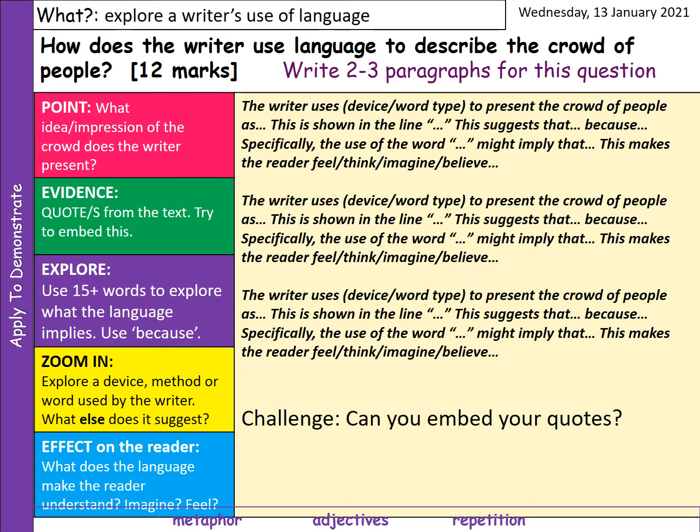Okay, so now you are going to try to respond to question 3. The question, remember, is how does the writer use language to describe the crowd of people? You need to be aiming to write about 2 to 3 PEE paragraphs. That's only the first Z. You don't need to zoom out on this question because it's a language paper. And really you need to be thinking about the effect on the reader. So try to add an extra sentence on the end, thinking about how the reader might feel or what they might think based on what they've read. So aim to do 3 paragraphs. And your challenge is to try and embed your quotes if you can. So you can pause the video now, leave the sentence starters up if you need them, and then come back when you're ready.